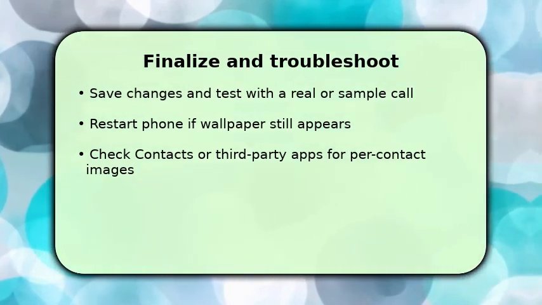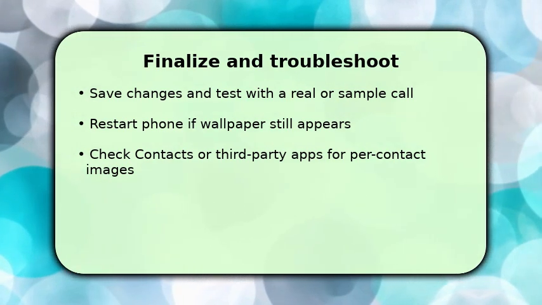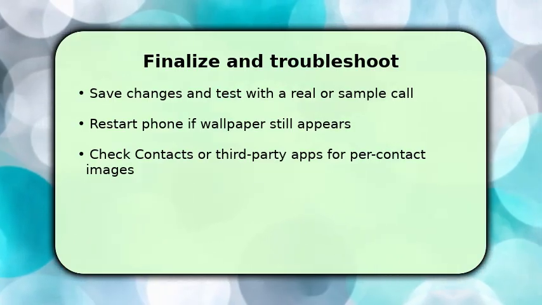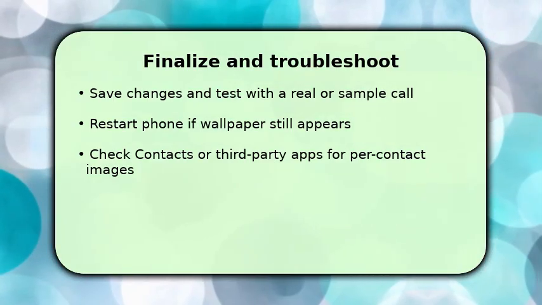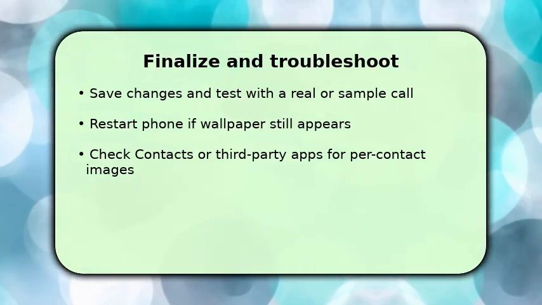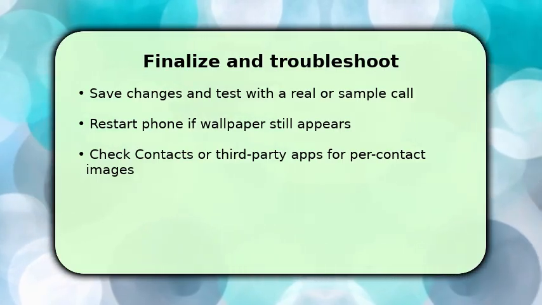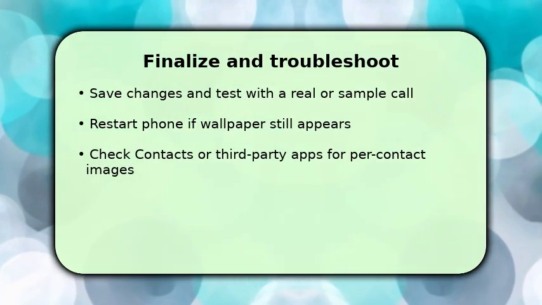If the wallpaper remains, restart the phone to force the UI to refresh. This resolves cached image issues. Make sure per contact photos or third-party caller ID apps aren't supplying the image. If they are, remove or disable those images there. If trouble continues, clear the phone app cache or revisit settings to repeat.